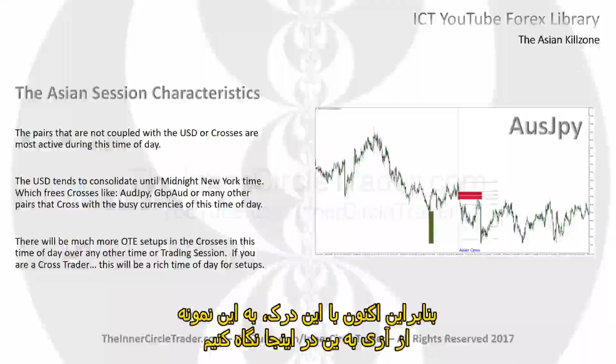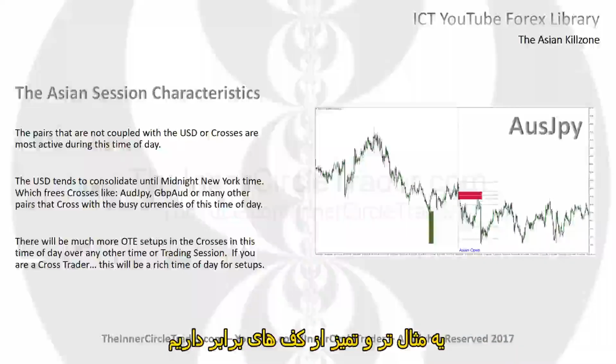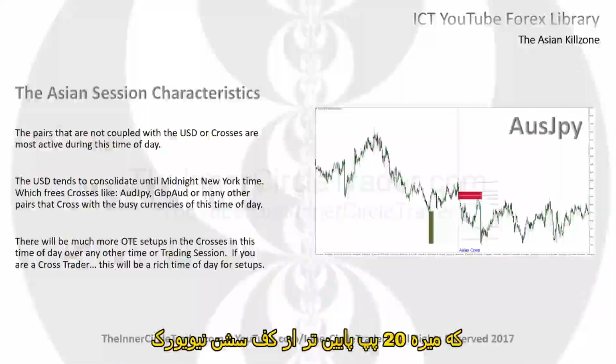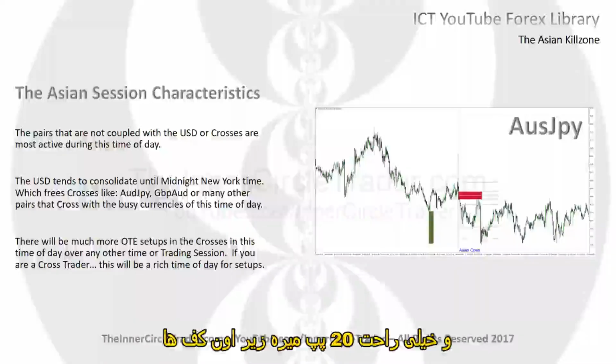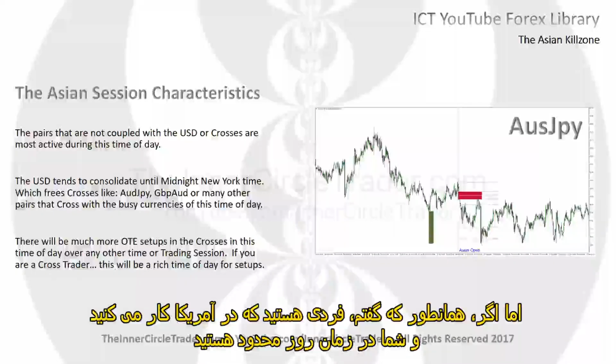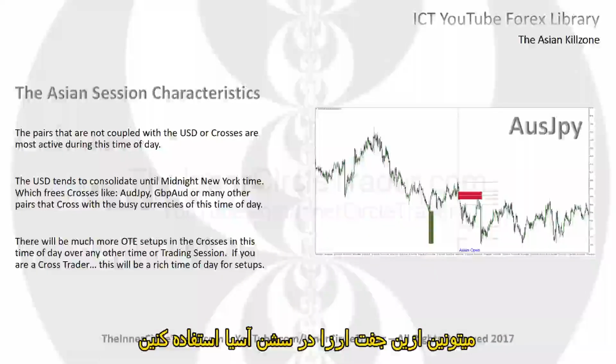So now, with this understanding, we can look at an example like the Aussie yen here. You can see a beautiful example of how we have equal lows the previous trading day, late New York, and there was an optimal trade entry sell where it runs 20 pips below the New York session lows, all the way down to a perfect symmetrical 20 pip sweep, and also a beautiful Fibonacci extension overlay. But if you are, like I said, someone that's working in the States and you're limited in your time of day where you can be active, you can supercharge the Asian session by using the cross pairs.